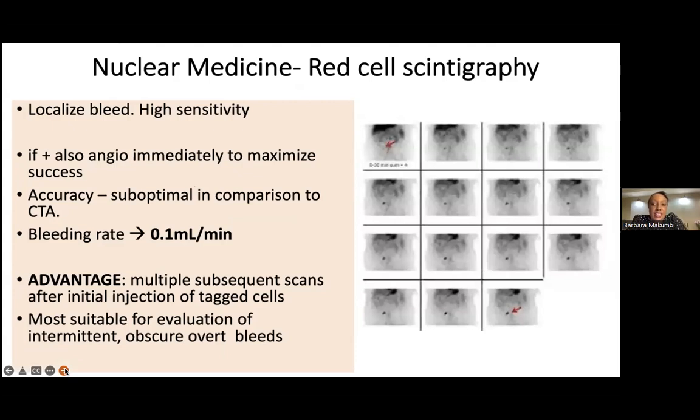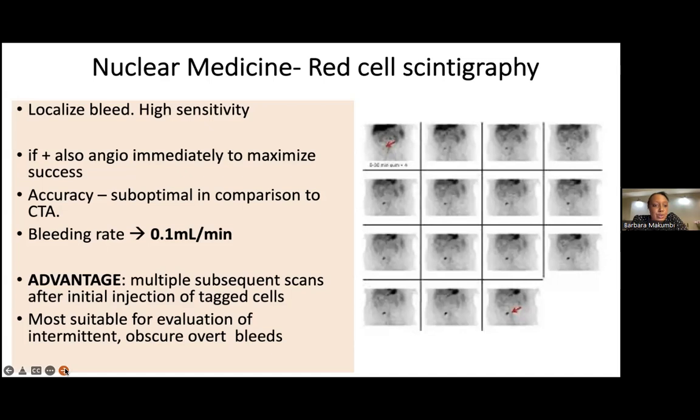Nuclear medicine is another option with red cell scintigraphy, radioactive labeled red cells. This is used to localize a bleed. It's highly sensitive, more sensitive than the CTA. However, the accuracy of localizing a lesion is suboptimal compared to CTA, and it's in question. The bleeding rate for getting the localization of a lesion is 0.1 ml per minute.